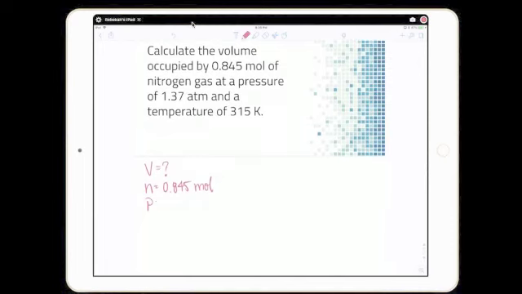Pressure. They give us a pressure: 1.37 atm. And they give us a temperature, 315 Kelvin. Now, if you're not given more than one temperature, volume, or pressure, you can't use the combined gas law. Now we must be talking about the ideal gas law. And I'll remember the R for this.